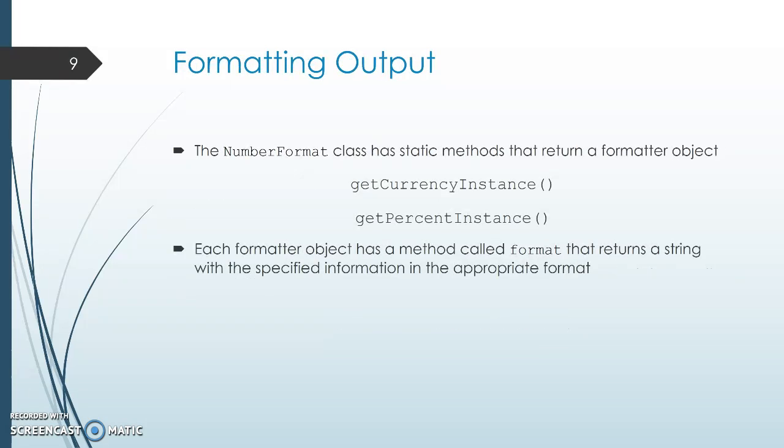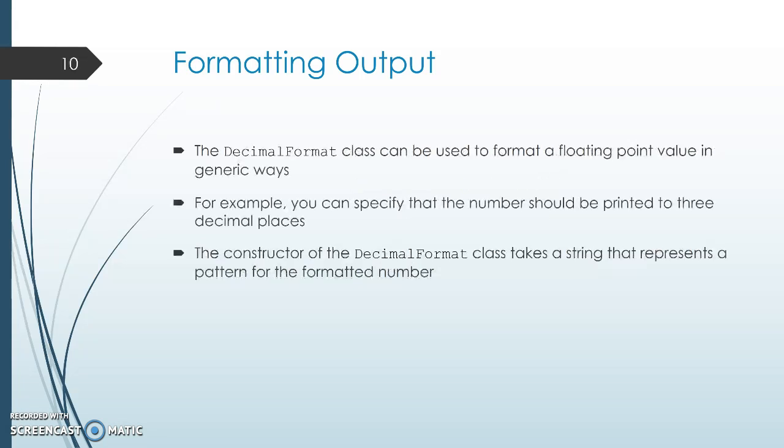Formatting output. The NumberFormat class has static methods that return a formatter object: getCurrencyInstance, getPercentInstance. Each formatter object has a method called format that returns a string with the specified information in the appropriate format. The DecimalFormat class can be used to format a floating point value in generic ways. For example, you can specify that the number should be printed to 3 decimal places. The constructor of the DecimalFormat class takes a string that represents a pattern for the formatted number.